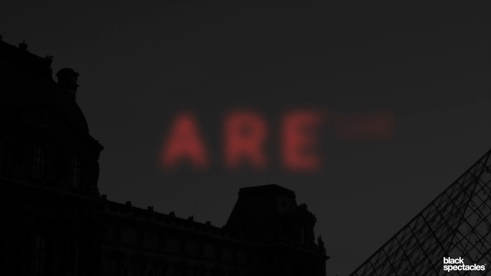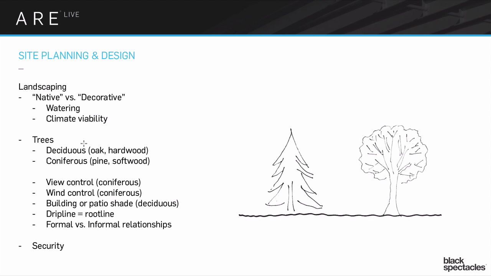Let's talk about trees. On trees, there are a couple of very basic things which I'm sure everybody knows, but the terms deciduous and coniferous. Deciduous trees, an example would be an oak tree. Coniferous trees would be something like a pine tree, sort of hardwood versus softwood.